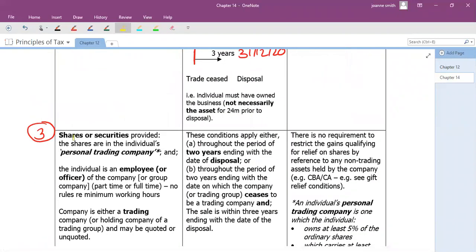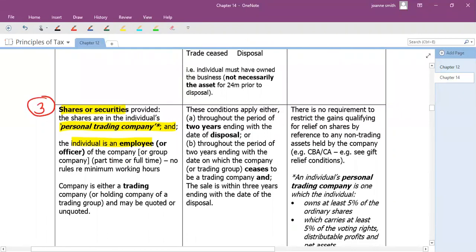Briefly looking at the share situation, so these are shares that are in an individual's personal trading company and the individual is some sort of employee. So they've got to work for the business. And it does say here it can be full-time or part-time. There are no special rules in terms of how many hours that you must be working. And it can be quoted or unquoted, and that just means as per the stock exchange.